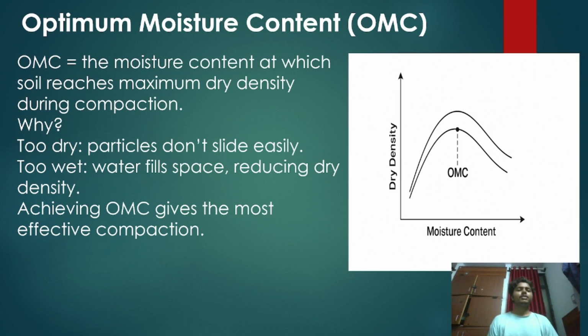And the next point is optimum moisture content. Optimum moisture content is the moisture content at which soil reaches maximum dry density during compaction. If it is too dry, particles don't slide easily, and if it is too wet, water fills space, reducing dry density. Achieving OMC gives the most effective compaction. So here is the required graph for this point.